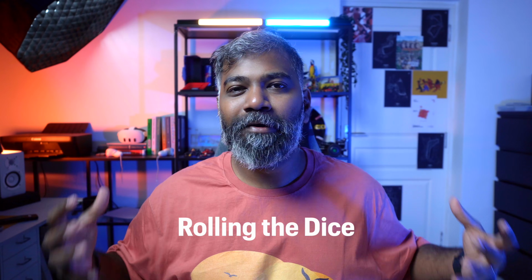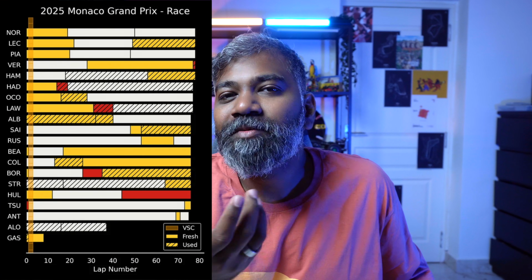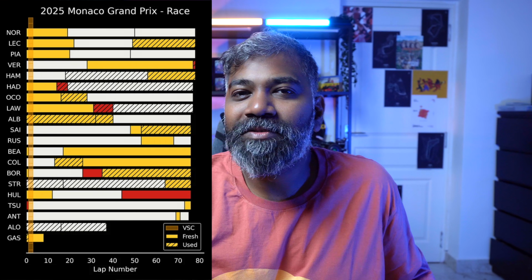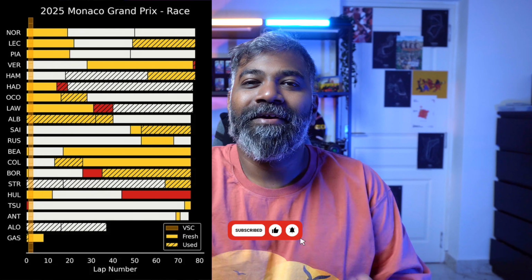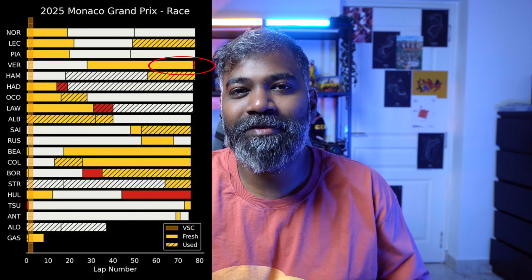And then there is the rolling the dice strategy. This is a strategy that is purely based on hoping for a safety car in the future so that you get a cheaper pit stop. A very recent instance was in 2025's Monaco GP, where every team was mandated to do 2 pit stops. Max Verstappen was leading the race, but he had only done 1 pit stop. So he kept his lead all the way till the penultimate lap, hoping for a safety car so that he can get a cheap pit stop. But that never happened. So he pitted in the penultimate lap.